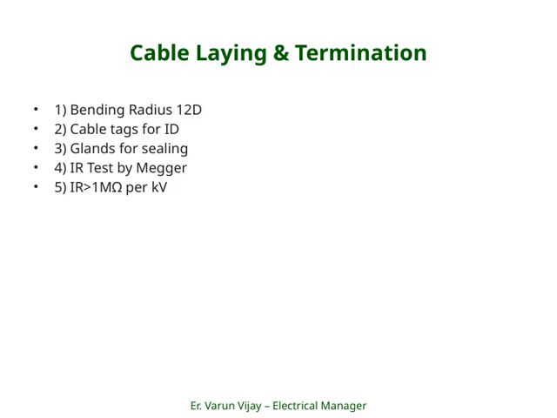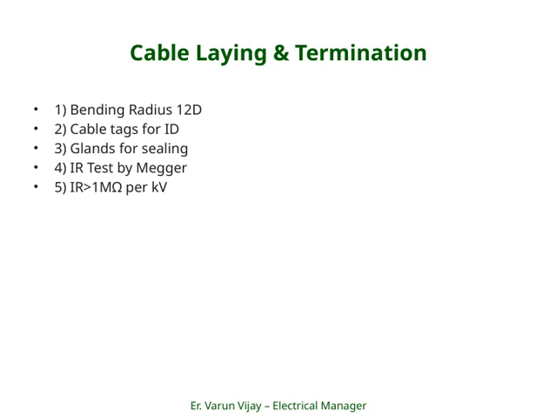Now, let's move on to cable laying and termination. First, it's crucial to maintain the bending radius at 12D, which means we should keep the bend radius at least 12 times the cable diameter. This helps prevent damage and ensures the cable's integrity over its lifespan.